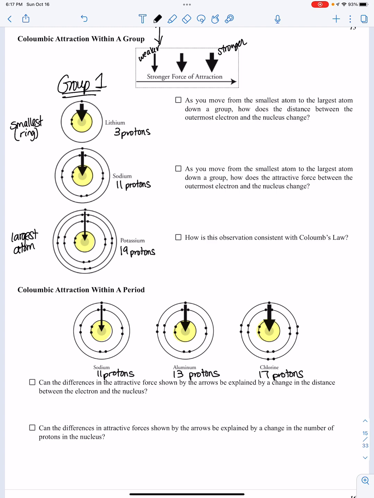How does the distance between the outermost electron and the nucleus change? So here is the outermost electron. We call that a valence electron. We'll get to that later. And here's a nucleus. It looks like it's further away.